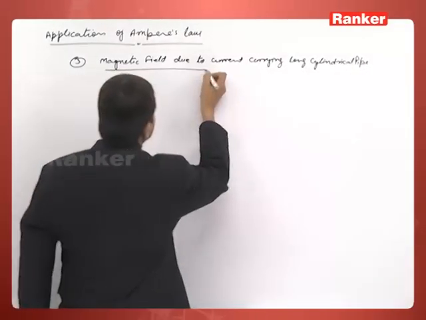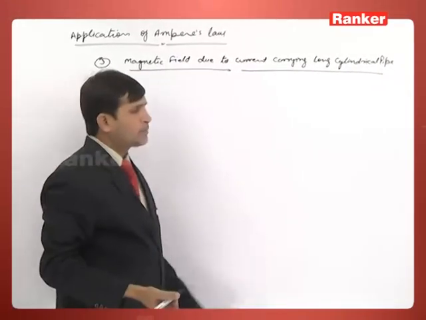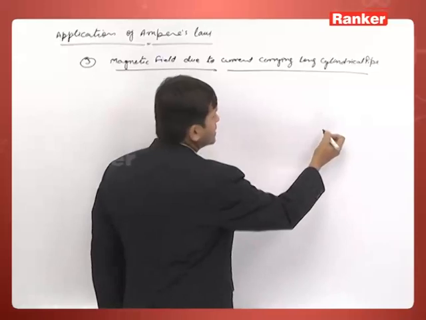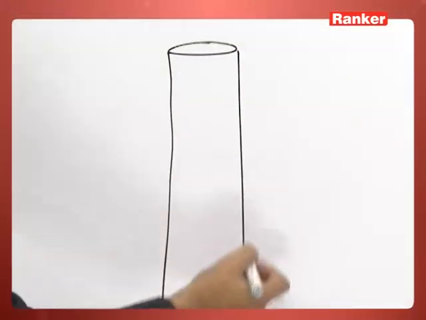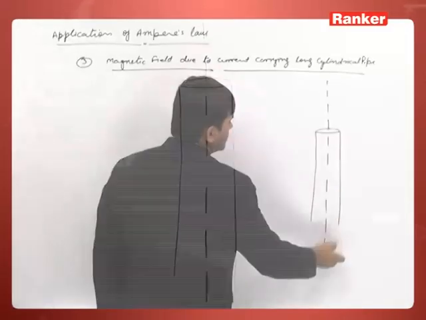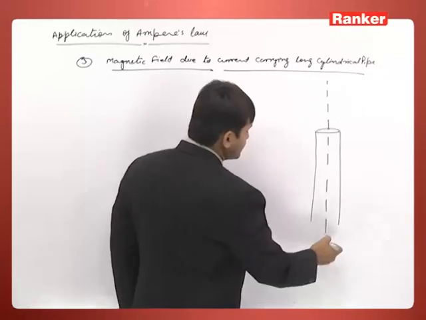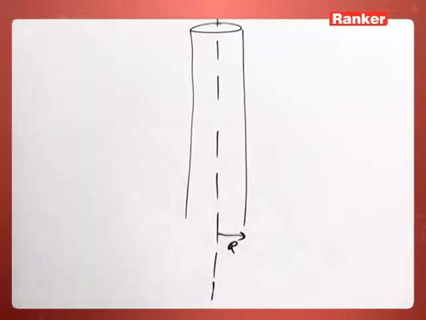So this is one more application. With the help of Gauss's law, we can determine the magnetic field easily. This is your pipe, and this is the axis of the pipe. Let R be the radius of the pipe.